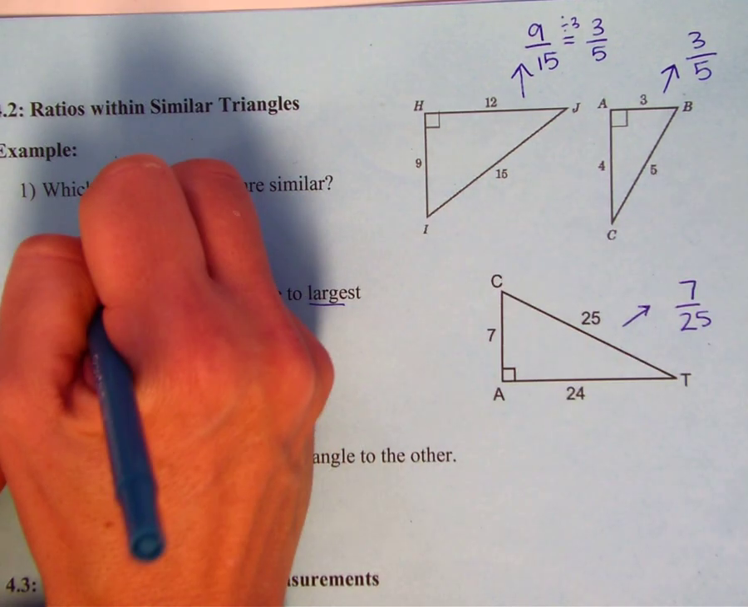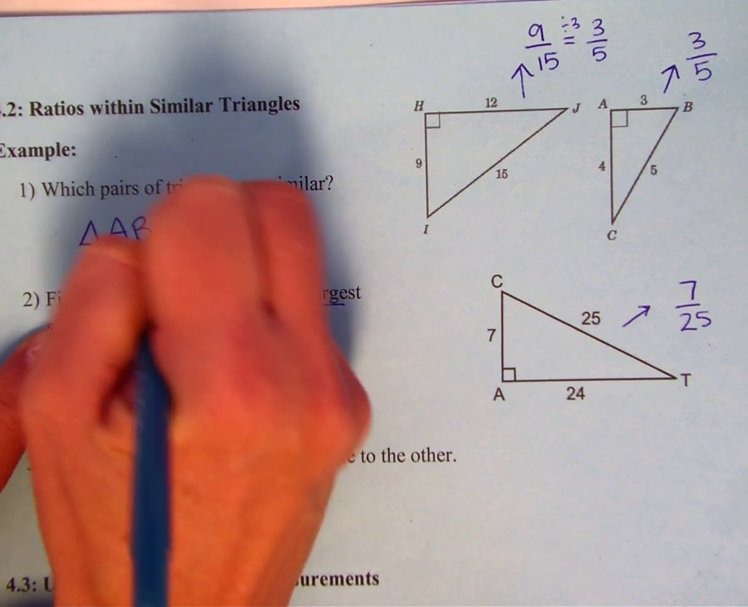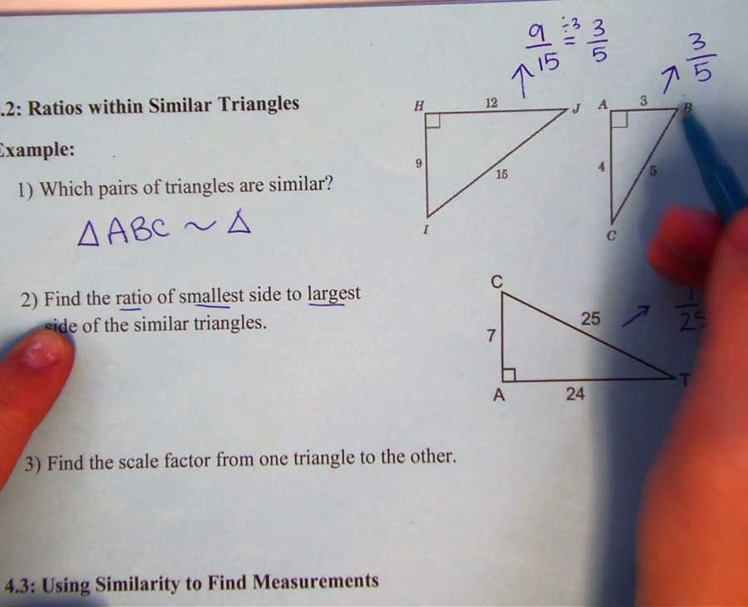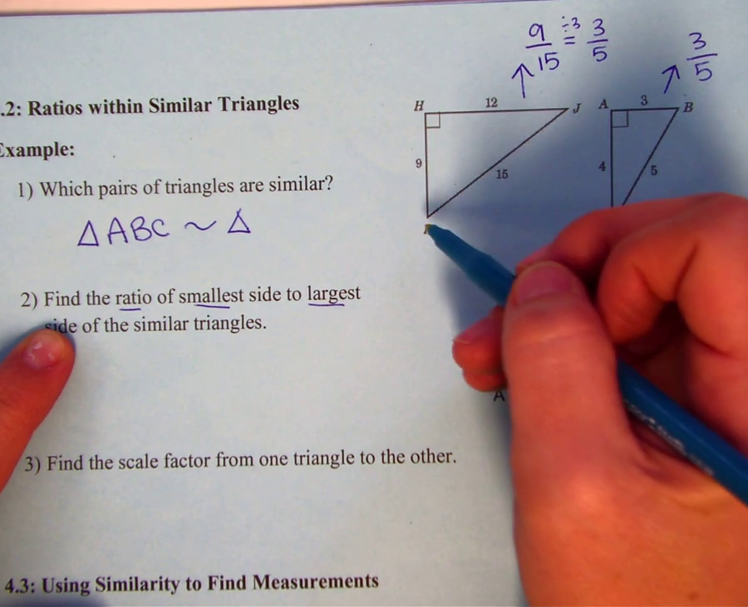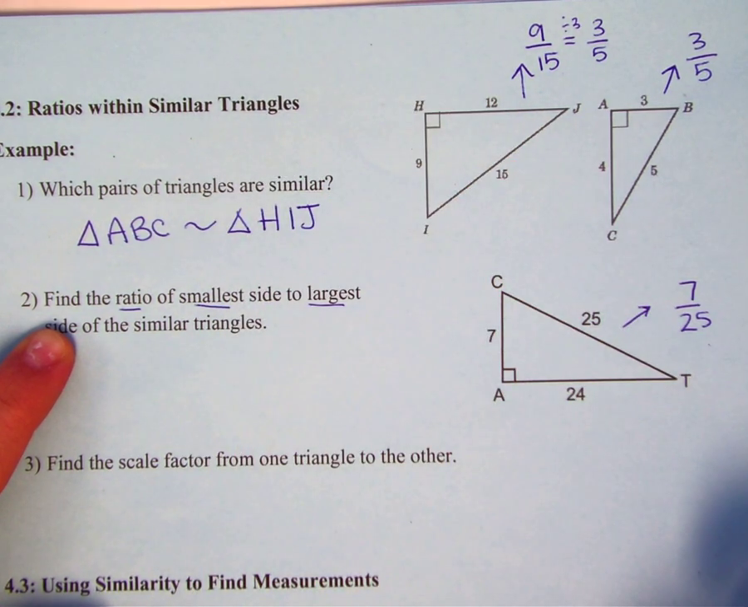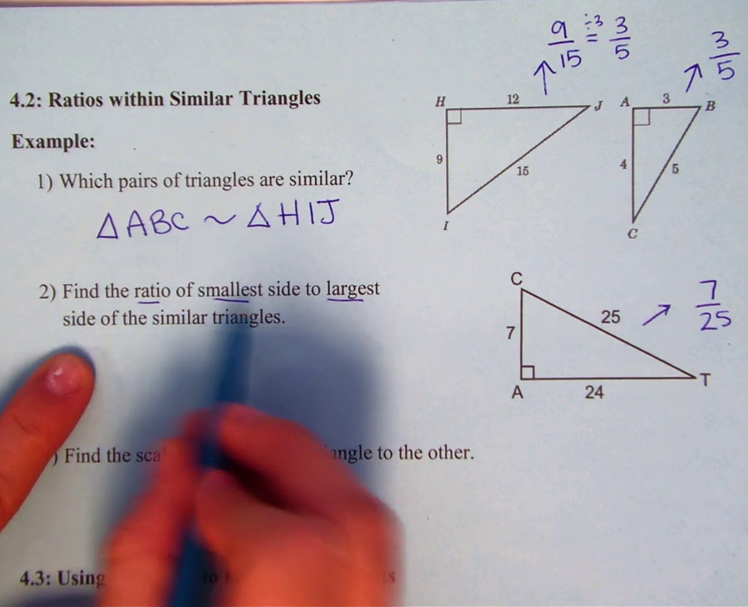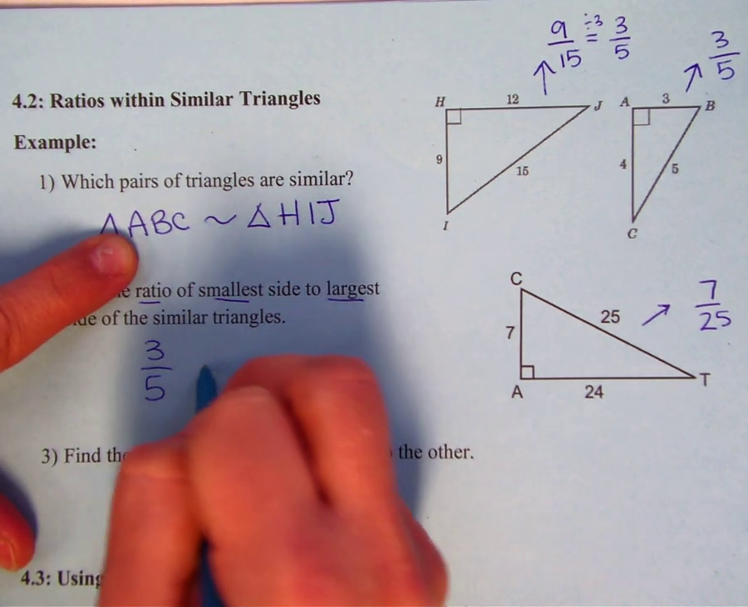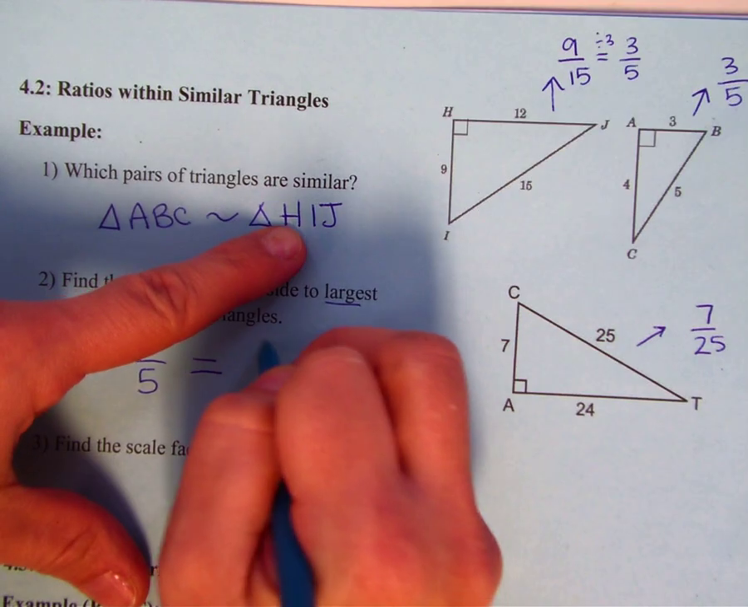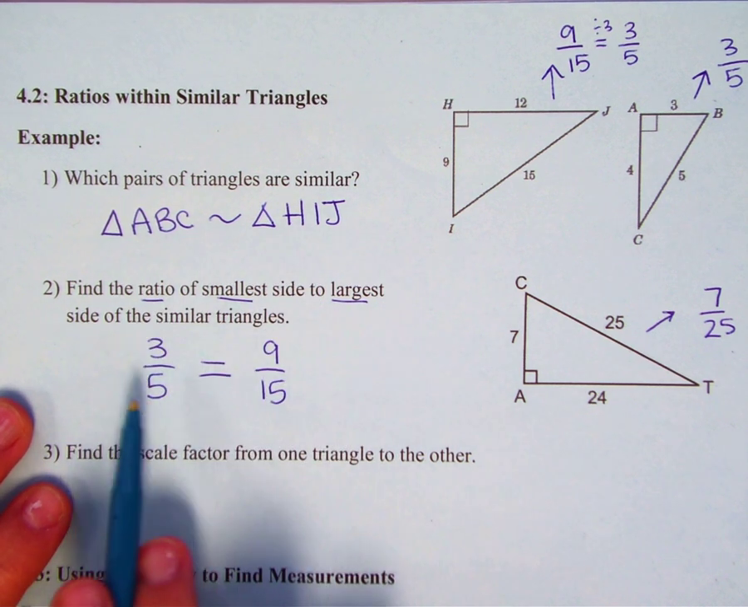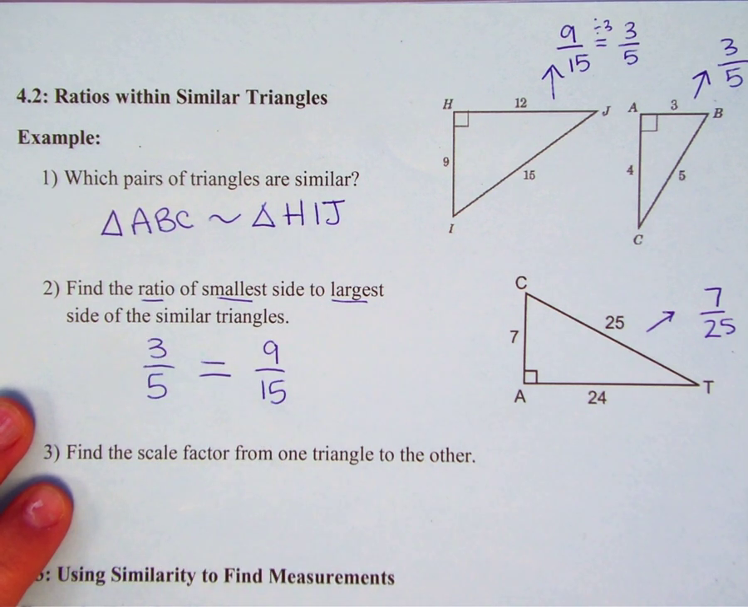So we can say triangle ABC is similar to triangle HIJ. Those two are similar to each other. The ratio of the small over the large side, for ABC, was 3 over 5, which was equal to HIJ, which was 9 over 15. So when they're similar to each other, the ratio of those adjacent sides, the small side over the large side, would be the same.